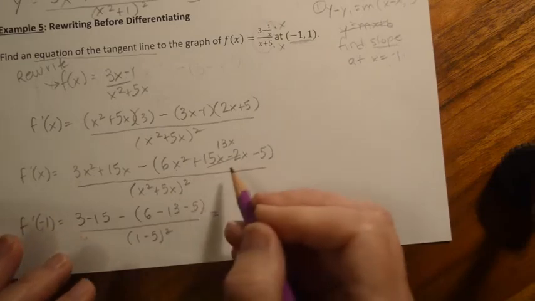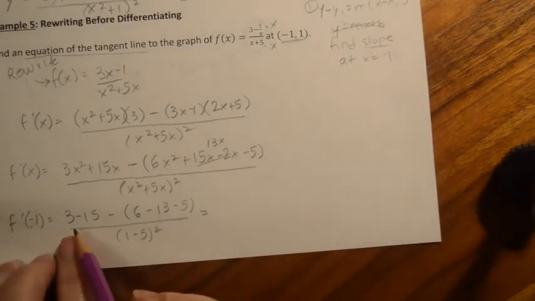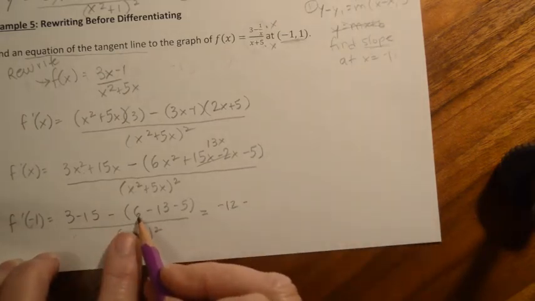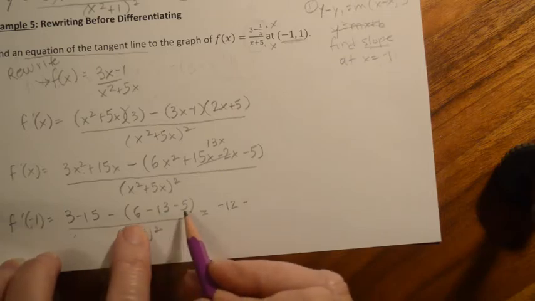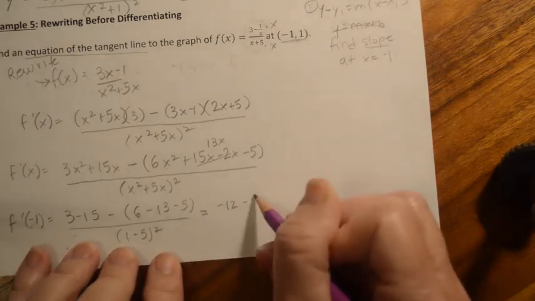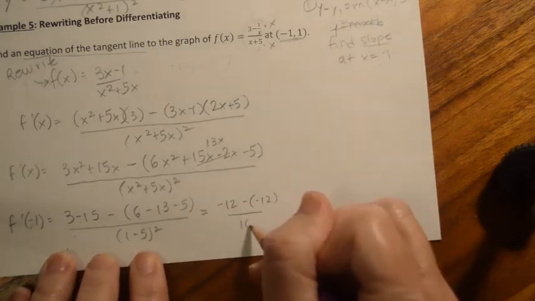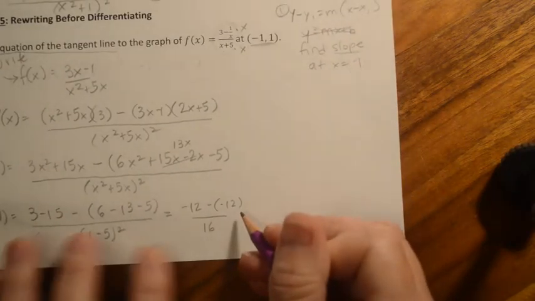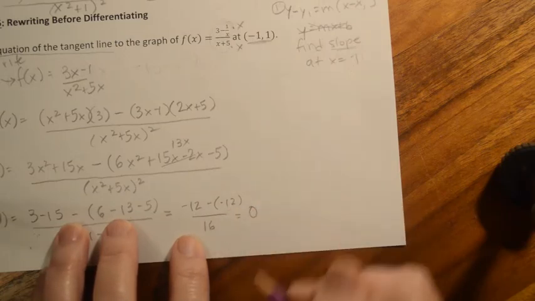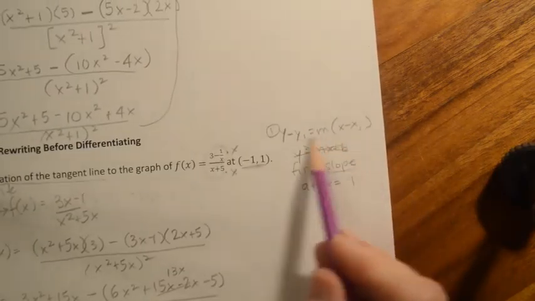Again, feel free to keep simplifying until you get to something smaller, but for space's sake I'm just going to plunk that in. So we've got 3 minus 15 is negative 12, minus, and then 6 minus 13 gives us negative 7. Negative 7 minus 5 gives us another negative 12. And then we've got negative 4 squared, which is 16. Wow, that's nice. Negative 12 minus a negative 12, those cancel out, and we get 0 over 16, which is 0.